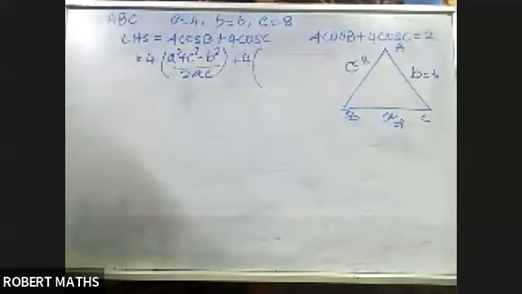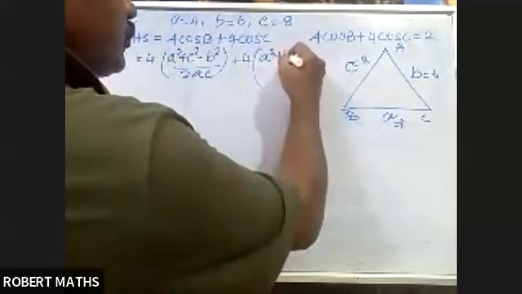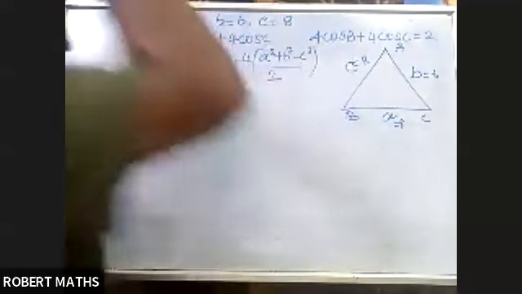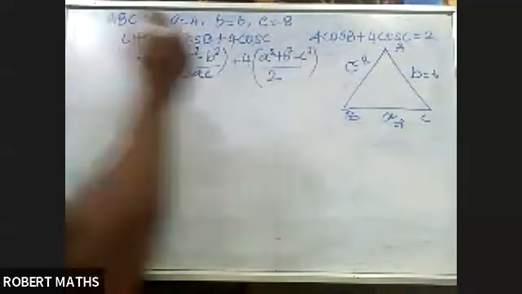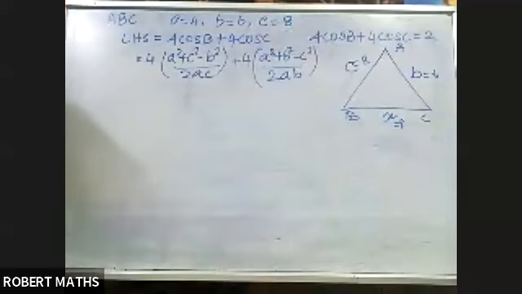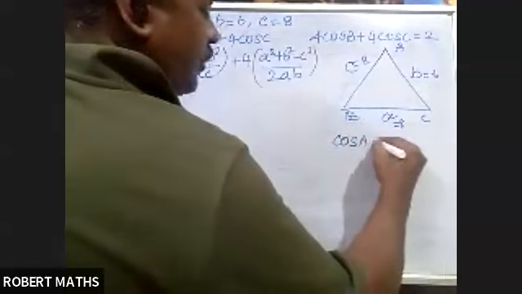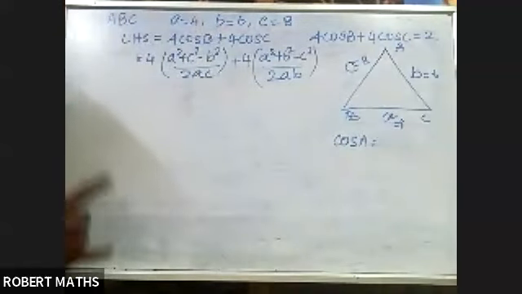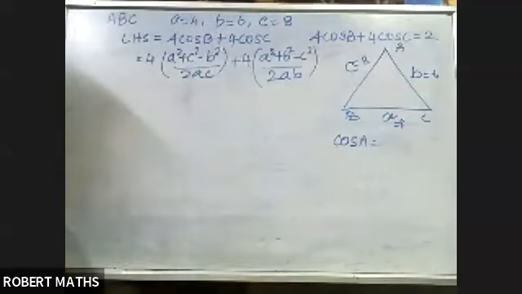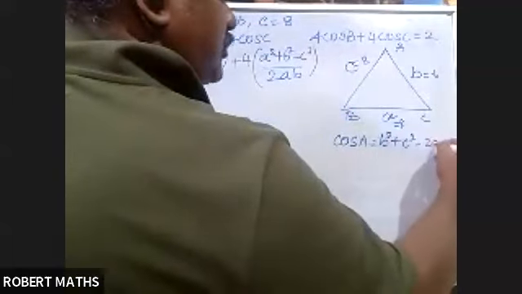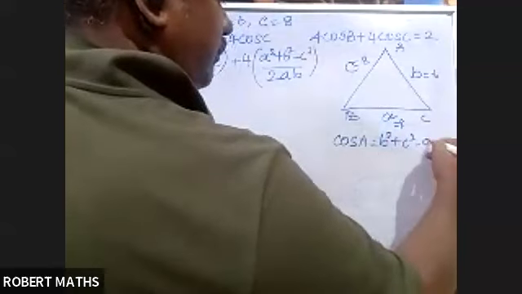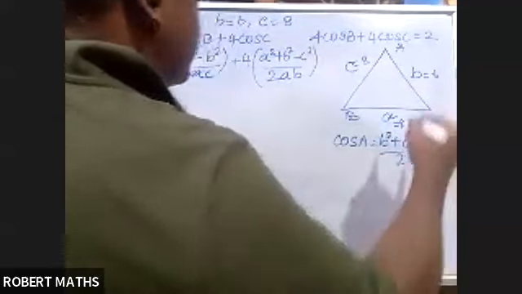cos C, which you can write as a square plus b square minus c square divided by 2ab. We can write this as 4 times a square plus c square minus b square divided by 2ac, plus 4 into a square plus b square minus c square by 2ab. So this is the formula. And for cos A, what is the formula? I use these three cosine formulas very often. Tell me, Niranjana: b square plus c square minus a square divided by 2bc.